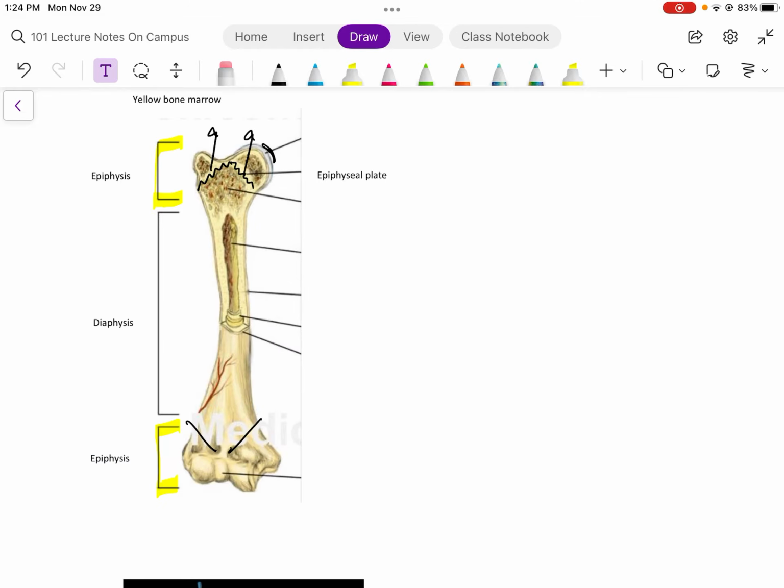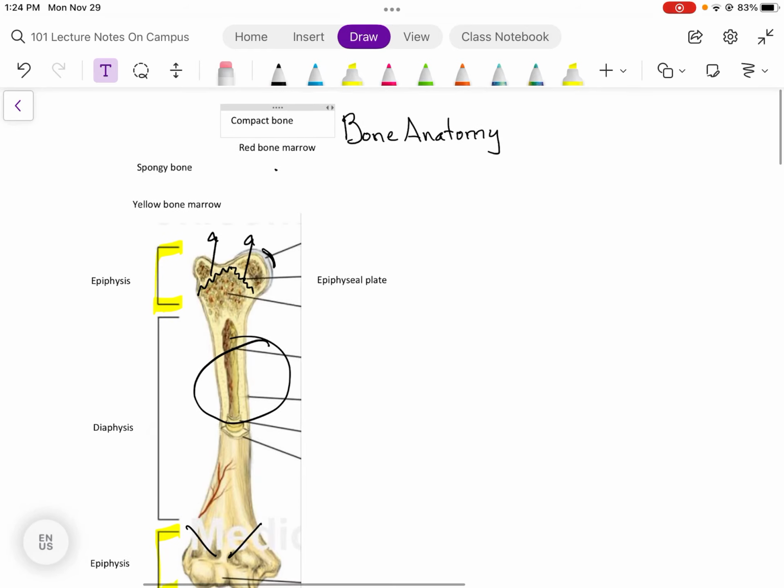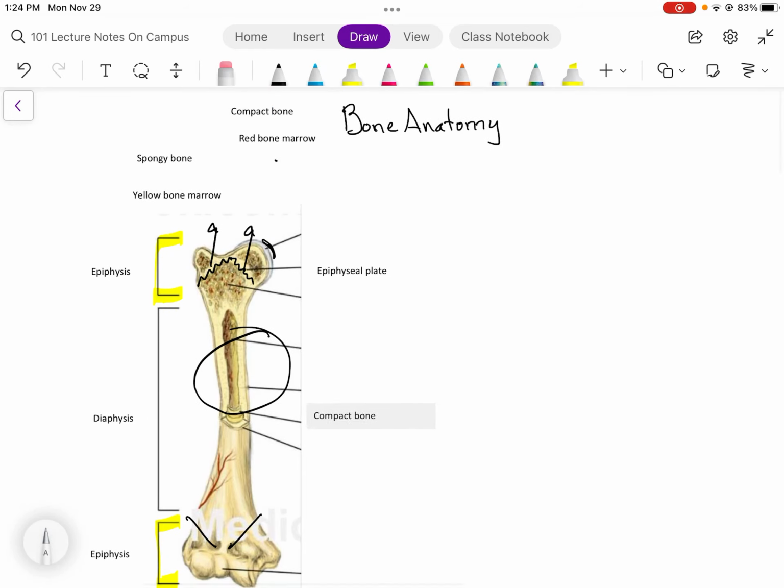Okay? Now let's take a look at part of the bone that's here in the middle. And I'm going to label down there the type of bone that is the strong part of the bone. And that is going to be called compact bone. And that is the bone that makes up this part of the diaphysis. All right. However, on the inside of that diaphysis, there's some other material, and we're going to call that material yellow bone marrow.